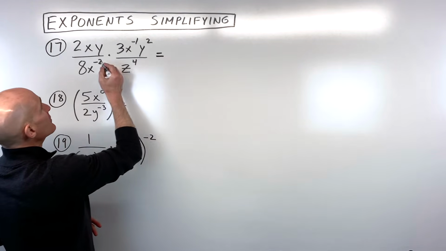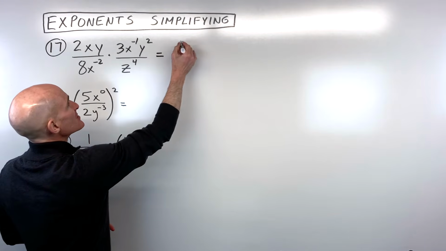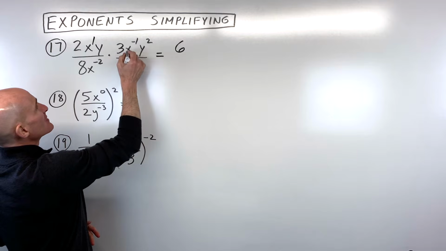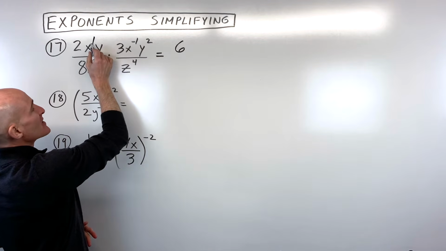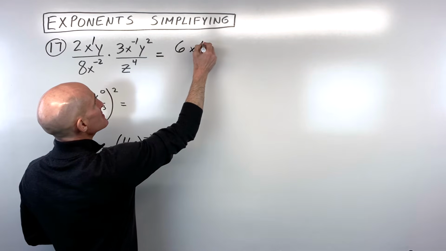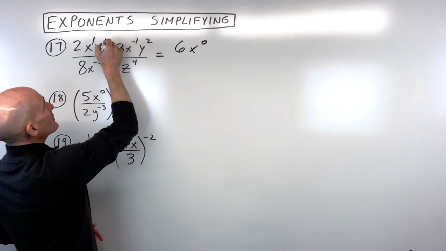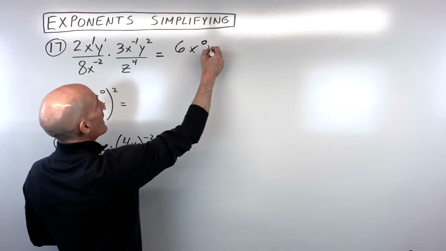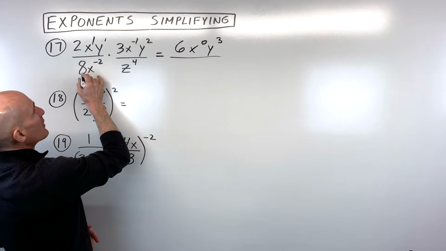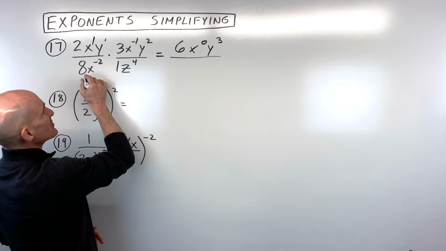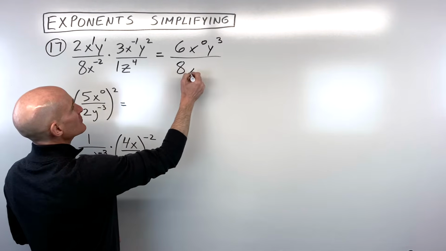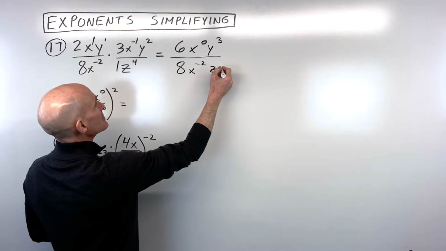So here what we have is we have 2 times 3, which is 6. And we've got x to the 1st times x to the negative 1. Remember, when there's not an exponent, it's a 1. So 1 plus negative 1 is 0. And y to the 1st times y to the 2nd, we add the exponents when we multiply, so that's y to the 3rd. In the denominator, we have 8 times 1. That's understood to be a 1. There's not a number in front. X to the negative 2 and z to the 4th.